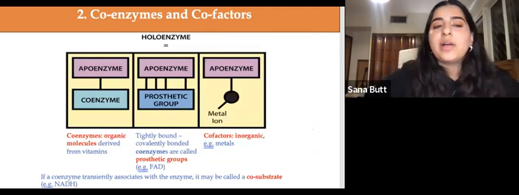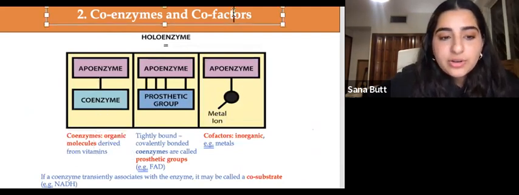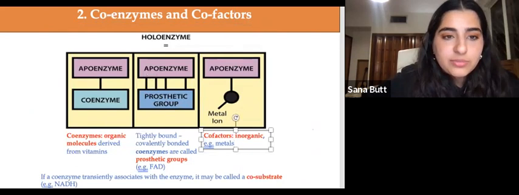Another thing is that coenzymes are going to very loosely bind to your apoenzyme, whereas your cofactors are going to be tightly bound because it's going to be a covalently bonded group. And that's all he said from this slide as well.